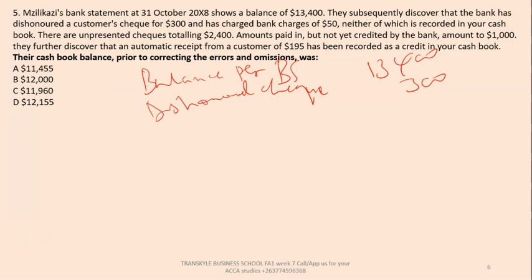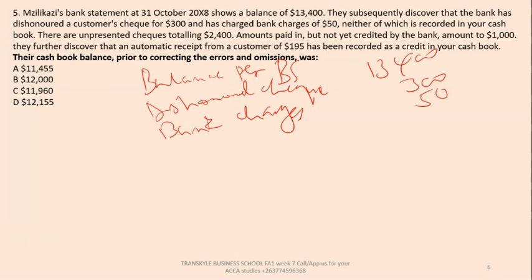So the bank statement showing 13,400 was the balance. Then you have to add the dishonored cheques, right? And the bank charges or fees. Remember, the question is saying their cash book balance prior to correcting the errors and omissions was given. Prior to correcting those errors, so this is why we are going by this route. Neither of which is recorded in the cash book.